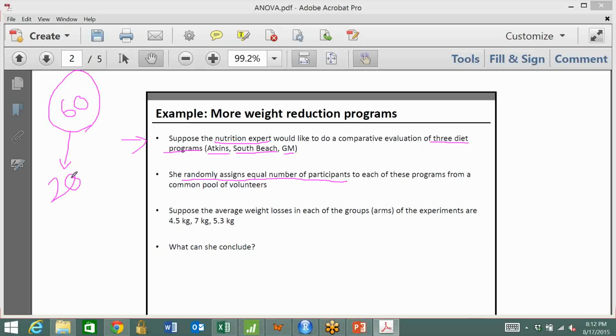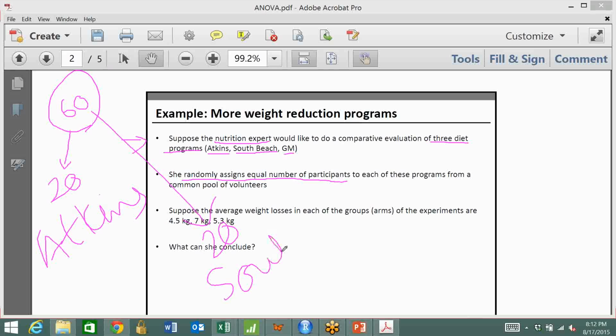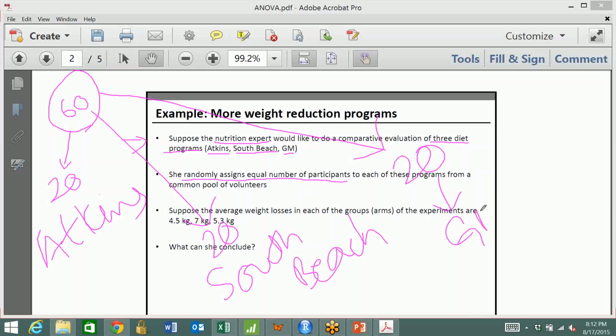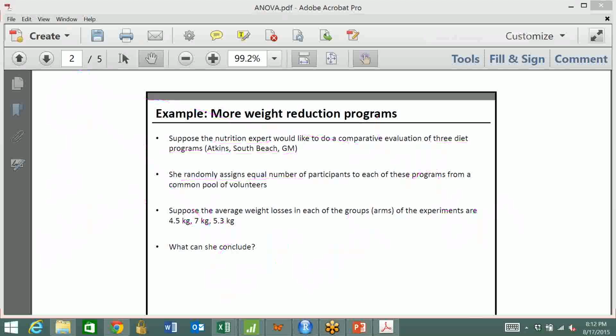You know the concept of random. Close your eyes, just select 20 people. Whoever those 20 people are, you select them and you assign them to the Atkins diet program. Another 20 people you randomly pick and assign to South Beach. Another 20 people you randomly pick and assign to GM. So that is what your second point says: randomly assign the pool of resources to each of these diet programs.